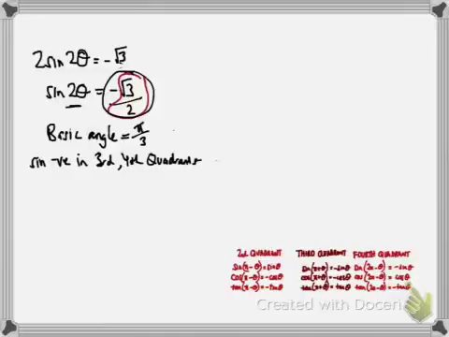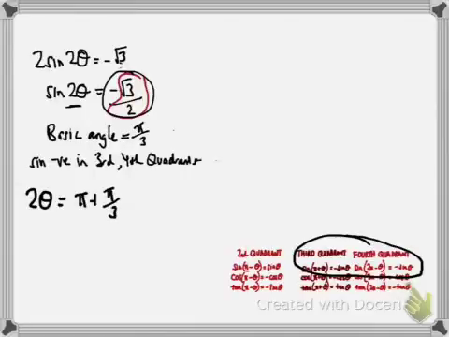Alright, now we're in the third and fourth quadrants. There they are. In the third quadrant, we're looking at pi plus theta. In the fourth quadrant, we're looking at 2 pi minus theta. So 2 theta equals pi plus our basic angle, and in the fourth quadrant, 2 pi minus our basic angle.